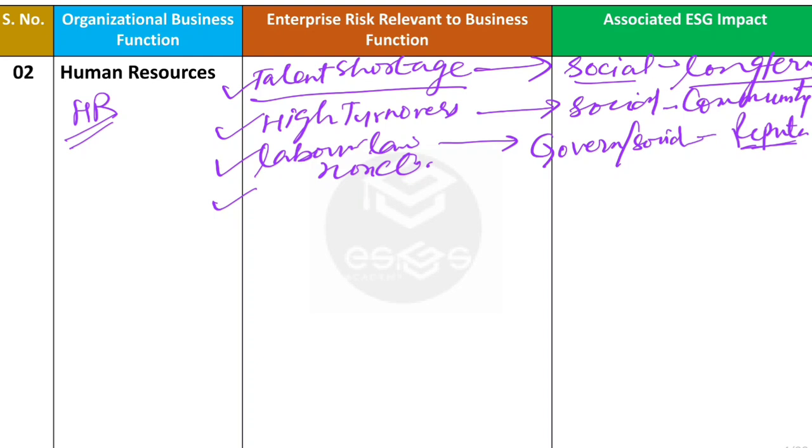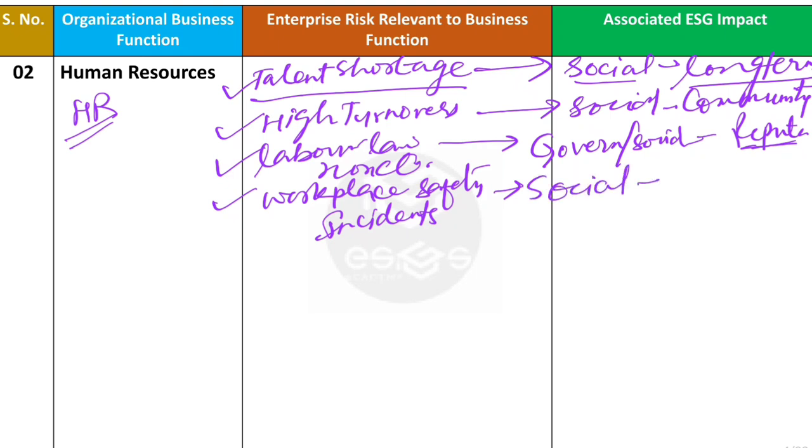The next risk is workplace safety incidents. Accidents harm employee well-being and may lead to costly claims. And on the impact side, we can consider this under the social pillar. We can say unsafe work environments damage employee morale, increase absenteeism, and also reduce productivity, affecting workers' stability and community health.